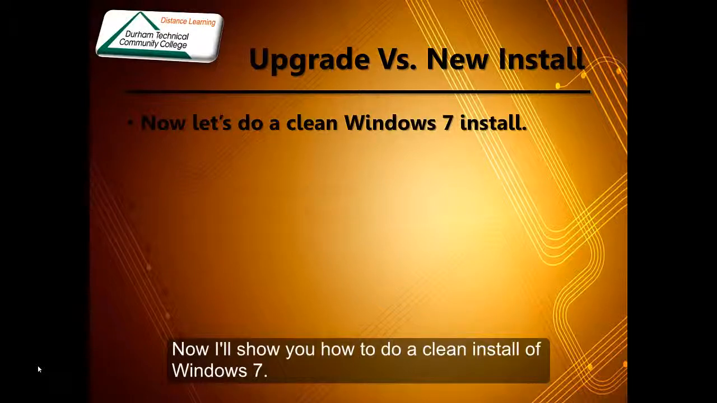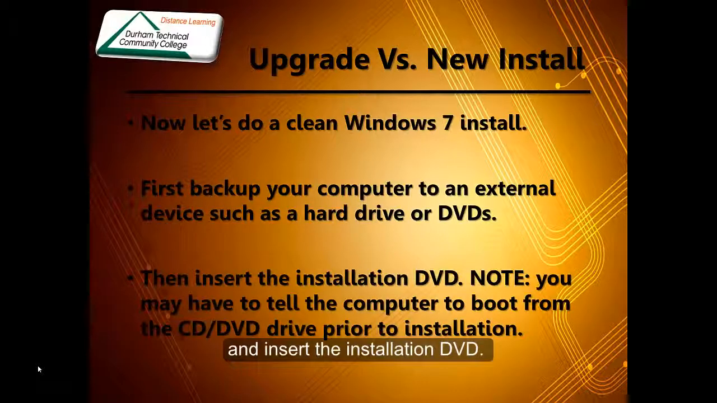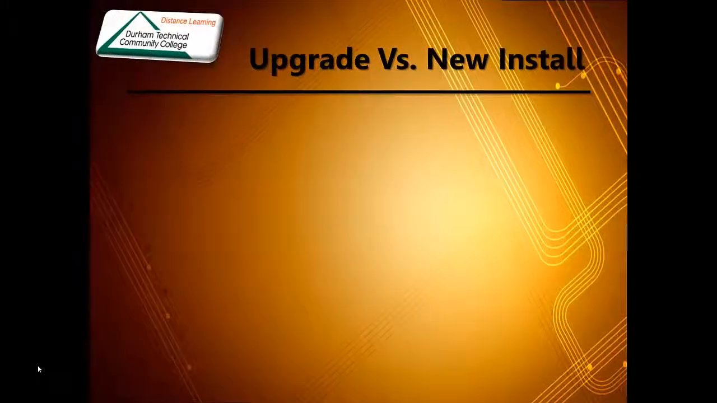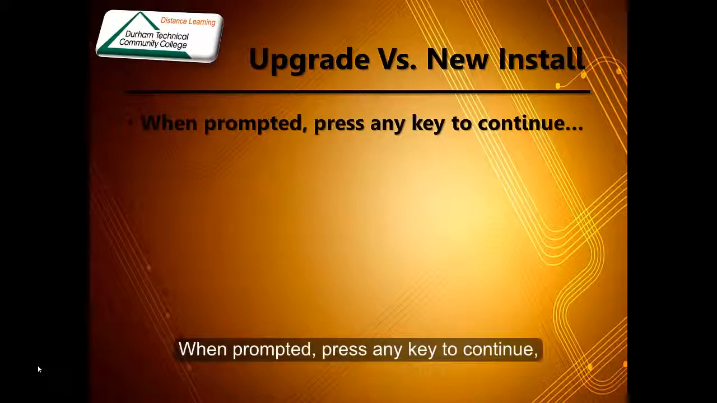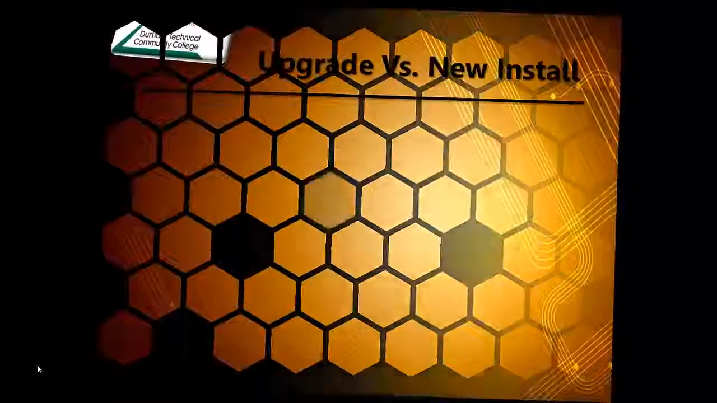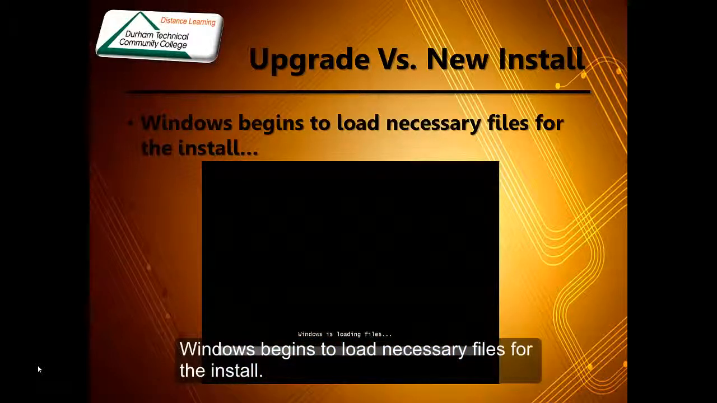Now I'll show you how to do a clean install of Windows 7. First, back up your computer to an external device and insert the installation DVD. You may have to tell the computer to boot from the CD or DVD prior to the installation. When prompted, press any key to continue. Windows begins to load necessary files for the installation.